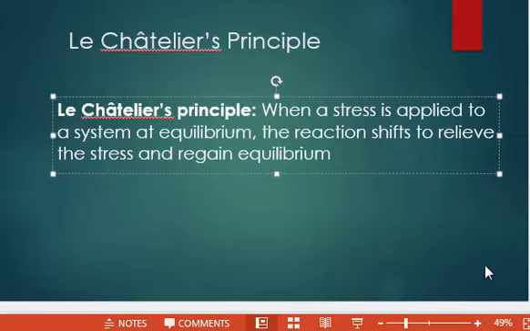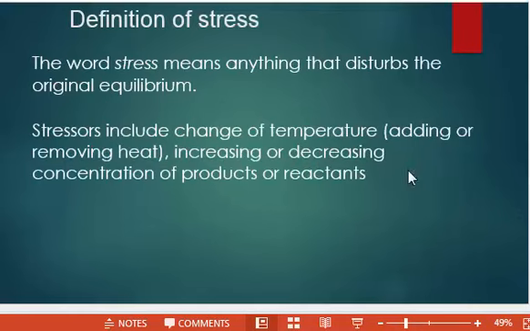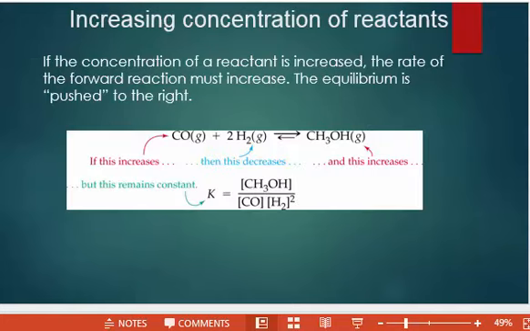Le Chatelier's principle states that when stress is applied to a system at equilibrium, the reaction shifts to relieve the stress and regain equilibrium. Chemically relevant stress includes a change of temperature, which is related to the addition or removal of heat, and increasing or decreasing the concentration of products and/or reactants.